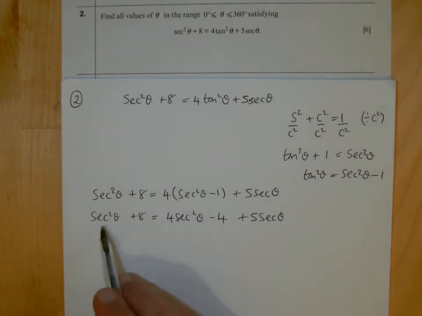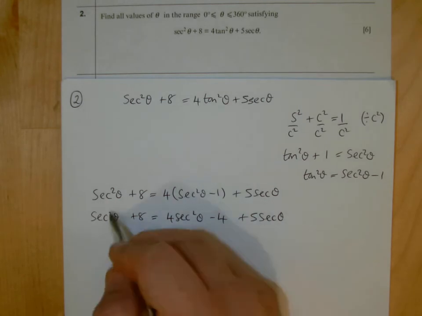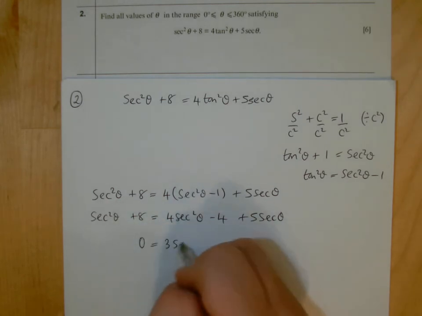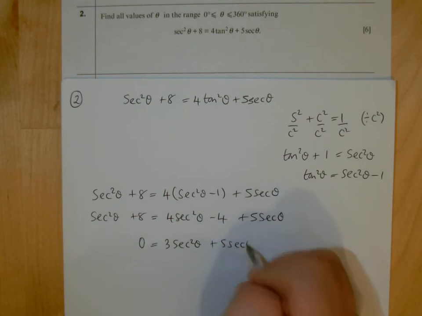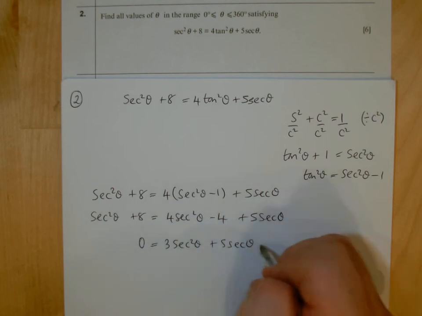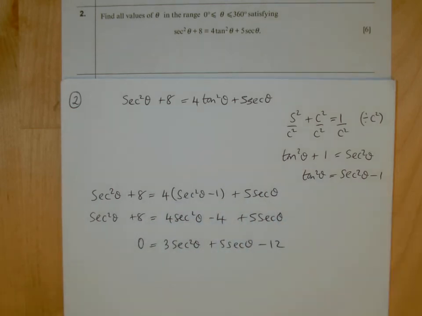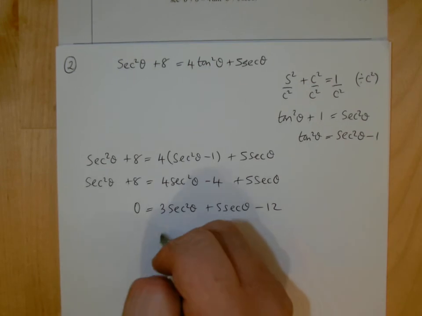So now this time I think I'll take everything to the right hand side, so I'll have 0 equals, well, if I take that over, it becomes 3 sec squared theta plus 5 sec theta. I've got minus 4, and if I take that 8 over, it becomes a minus 8, so minus 12. So there I've got a quadratic equal to 0, and I need it in terms of sec, so I need to factorize it.